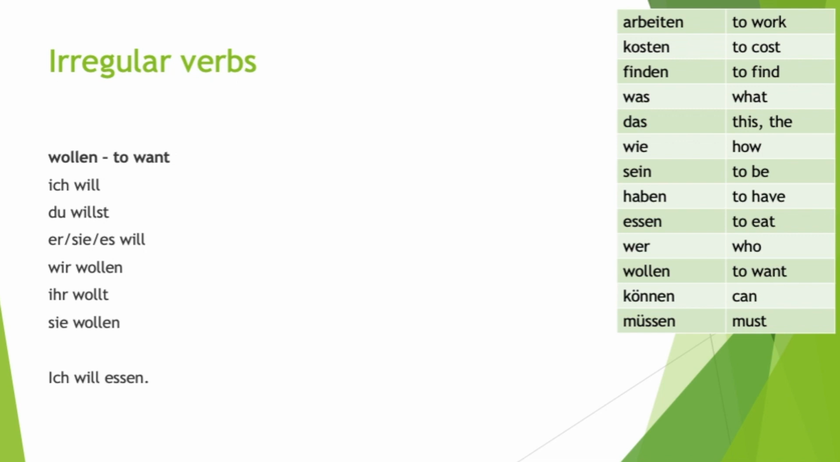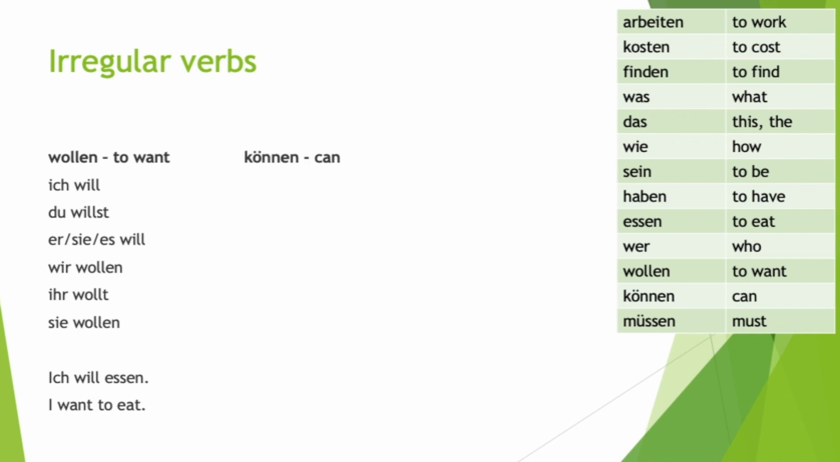Example. Ich will essen. I want to eat. So in English, after that want, if you add a verb, you have to put to in between. I want to eat. But in German, we don't do that. We just say I want eat. I want swim.